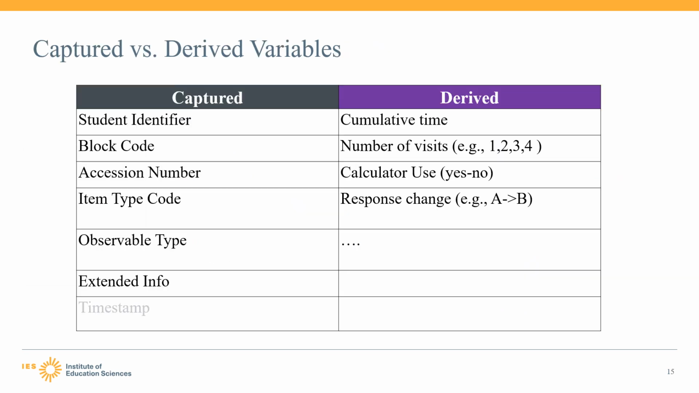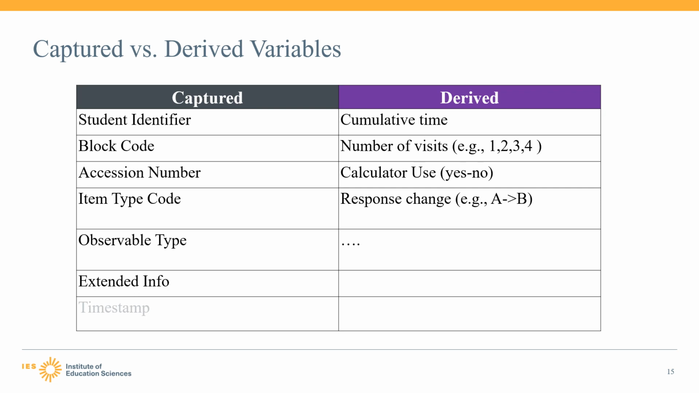So far, we have looked into the process data and captured events. In addition to the captured actions, there are also assessment captured variables, such as student identifier or SUD-ID in our dataset, block code, item identifier or accession number, and item type code. The observable type variable stores the captured actions from slide 12.